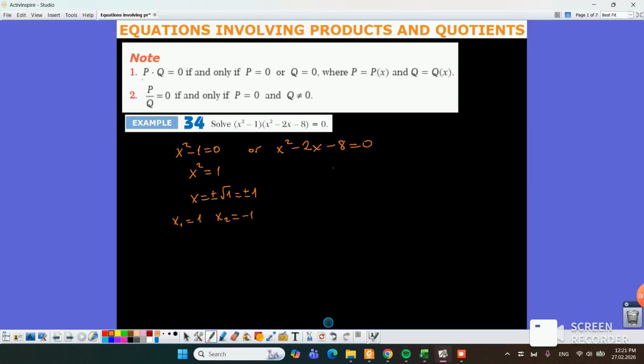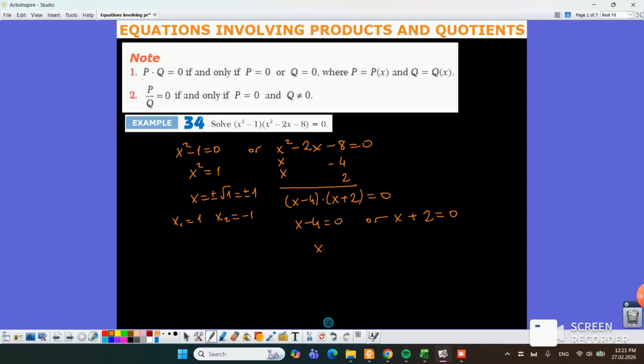From the second part, you have different ways to solve quadratic equations. I will use factorization. So I will factorize x squared, and minus 8 I can factorize as 4 and 2. One of them has to be minus, and since the middle term is minus 2x, the bigger one will be minus, so it is minus 4 times 2. So the factorization will become x minus 4 times x plus 2 is equal to 0. From here, x minus 4 is equal to 0 or x plus 2 is equal to 0.